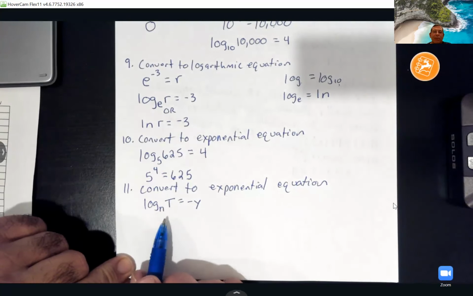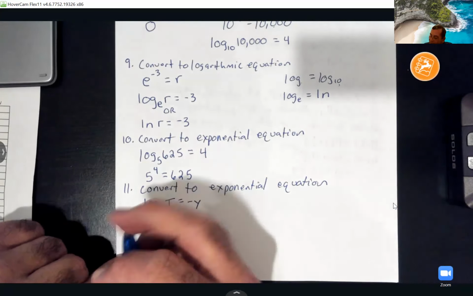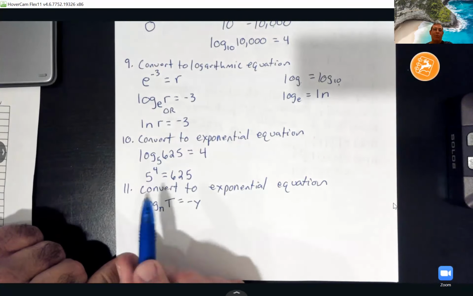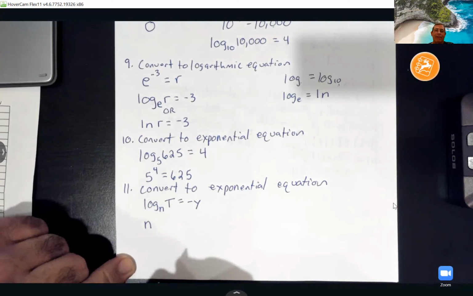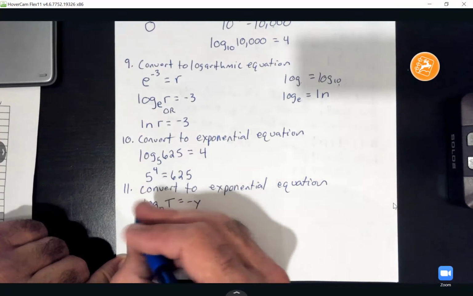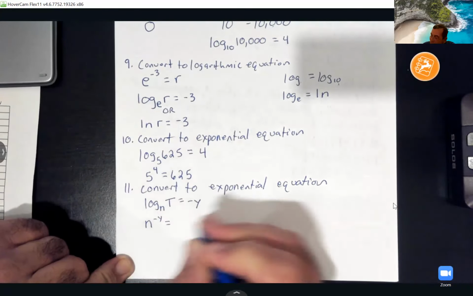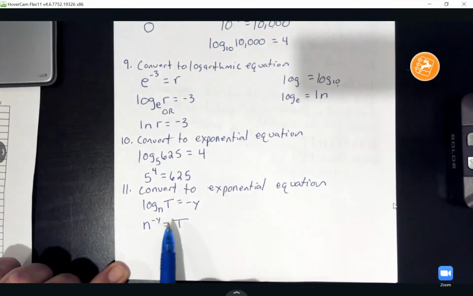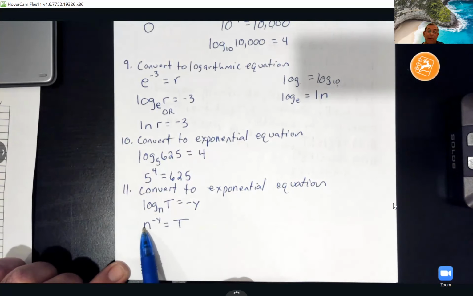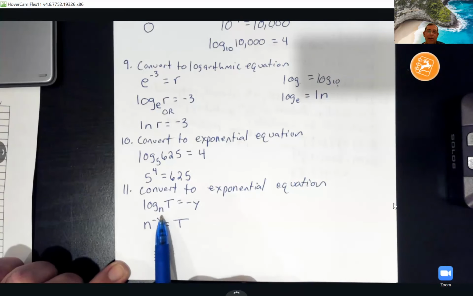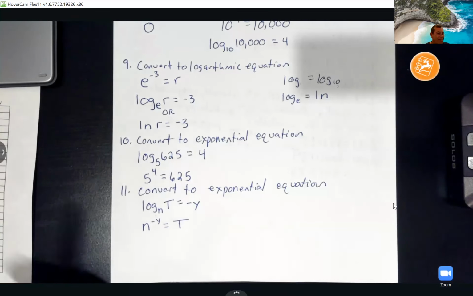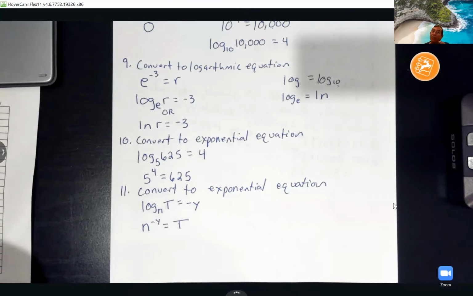So the base of my exponential equation will be the n. The exponent. What would y'all put for my exponent? Negative y. And that's going to equal T, capital T. Now, y'all, this one is really picky. Lowercase, lowercase, that has to be capital, okay? So that's one thing that it's really picky on is putting the letters in right.